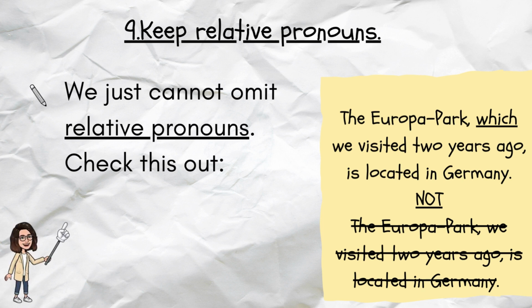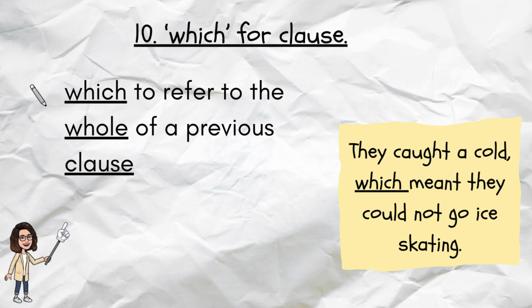The Europa Park, which we visited 2 years ago, is located in Germany. Not: the Europa Park we visited 2 years ago is located in Germany. We can use which to refer to the whole of a previous clause. They caught a cold, which meant they could not go ice skating.